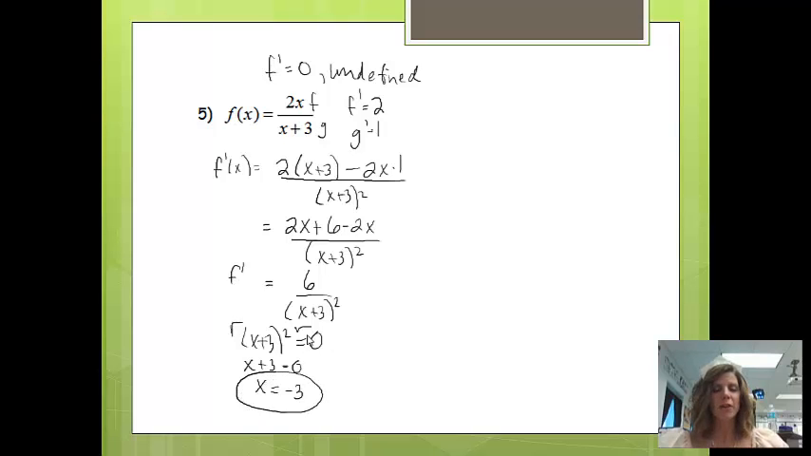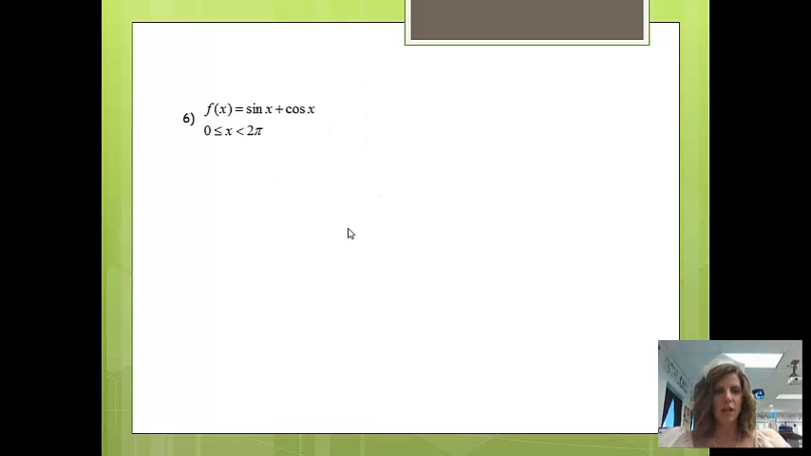So they're critical numbers for either set. We don't have to differentiate between which ones they are. It's a critical number. Okay, and then example 6, f of x equals sine of x plus cosine of x. We're going to go from 0 to 2 pi.